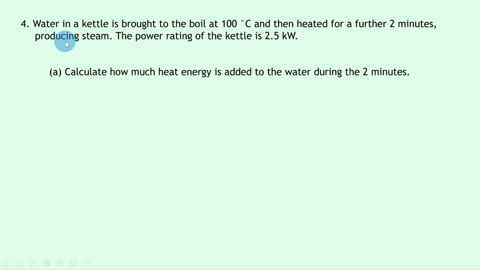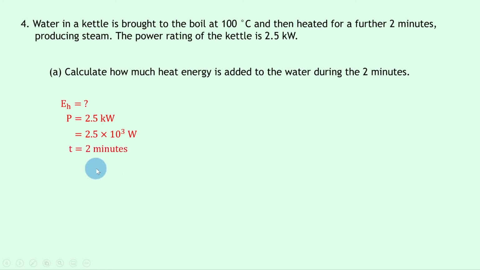Lastly, question 4 says that water in a kettle is brought to the boil at 100 degrees Celsius and then heated for a further 2 minutes, producing steam. The power rating of the kettle is 2.5 kilowatts. Part A says to calculate how much heat energy is added to the water during the 2 minutes. So writing down what we know from the question, we're trying to find EH, the heat energy. We know the power P is 2.5 kilowatts, which we need to change into watts. So that's the same as 2.5 times 10 to the 3 watts, or 2,500 watts.